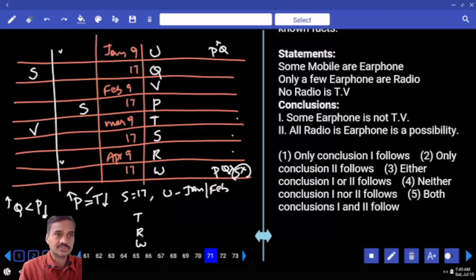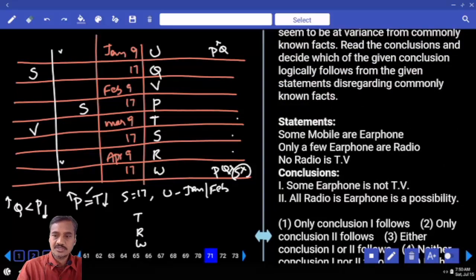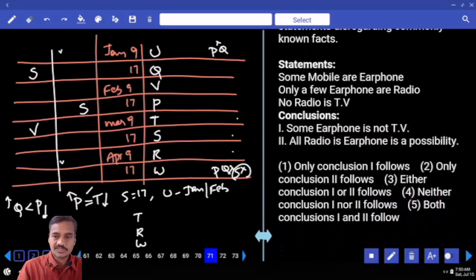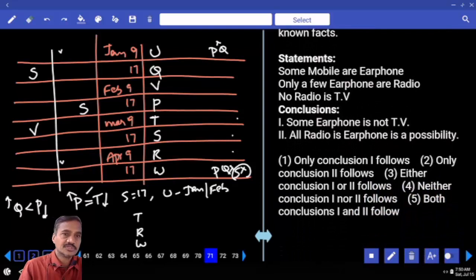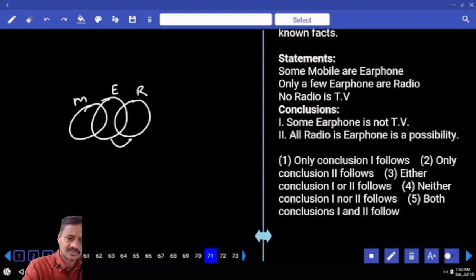Then 71 to 74. Now these four are based on syllogisms, and in this syllogism the first model is logically follows. Some mobiles are earphones. How to represent this one? Some mobiles are earphones. Now these are the mobiles that are earphones, mobile and an earphone, and only a few earphones are radios. Only some earphones are radios, but not all.